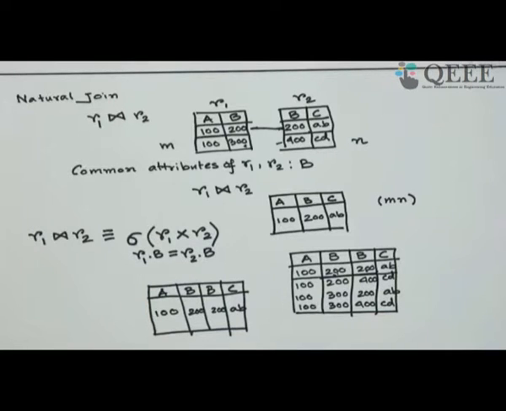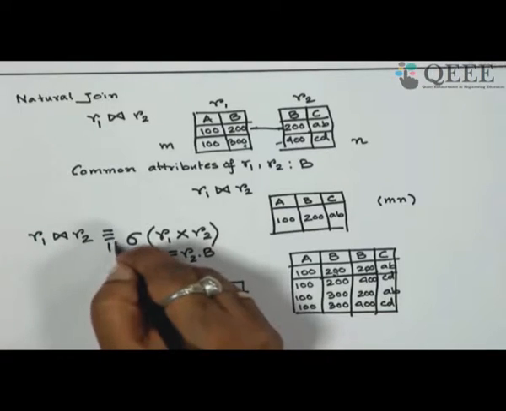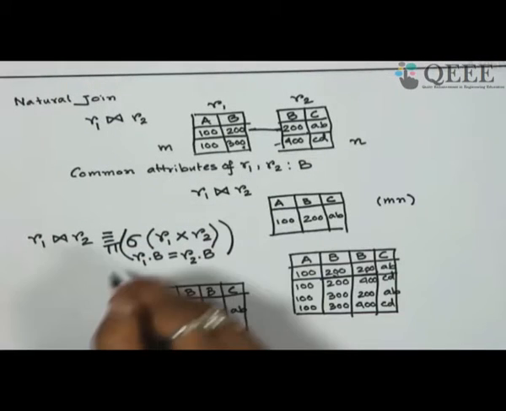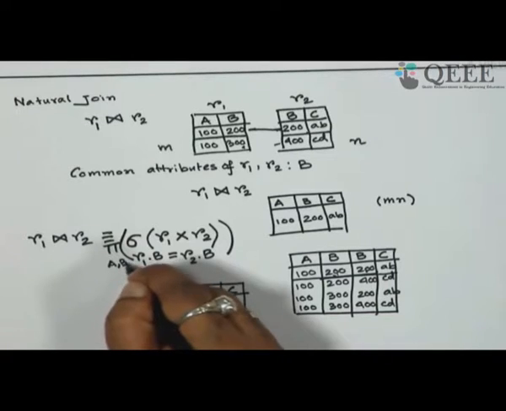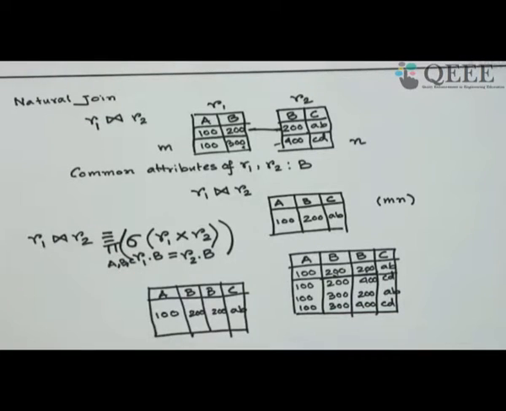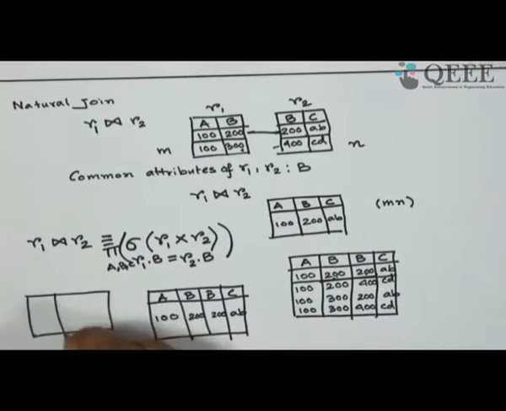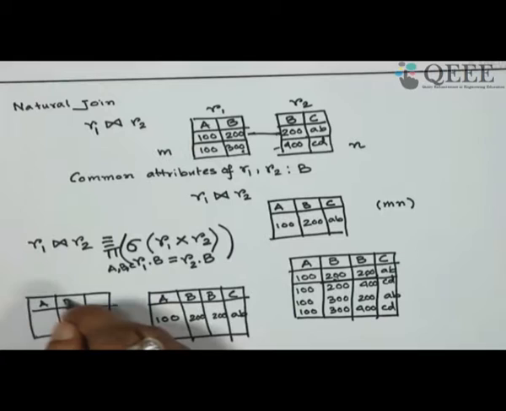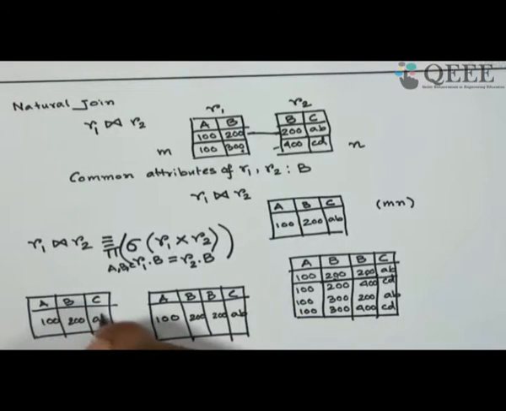And then I also do one more thing: I remove the duplicate columns because they have the same value. How do I remove them? I basically project it. I project it to all the attributes with the duplicate attributes removed. So I project it to A, B and C. So this is my final result. Okay. So actually very easy to do.